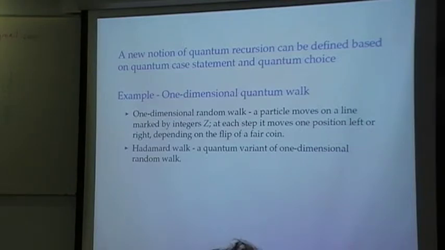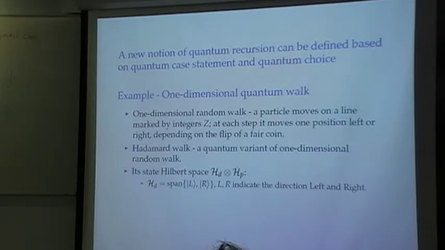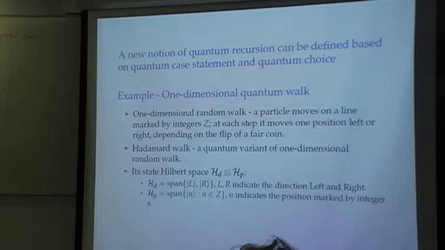The simplest quantum walk, which we call the Hadamard walk, is a quantum variant of the one-dimensional random walk. The state space of this walk is H_D tensor H_P. H_D is the two-dimensional Hilbert space spanned by the kets |L> and |R>, where L and R indicate the direction, left and right. And then we have H_P, an infinite-dimensional Hilbert space spanned by the kets |n>, where n is an integer used to indicate the position.